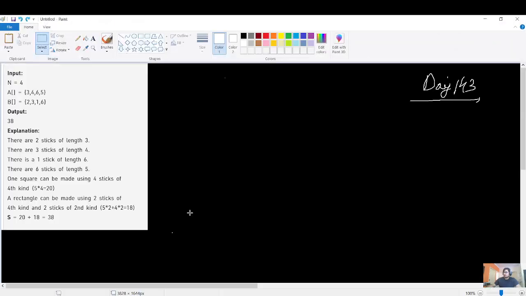Let us get back to the paint section and see how they are doing this. It is 3, 4, 6, and 5, and the numbers of sticks are 2, 3, 1, and 6. They are taking 4 sticks from here, so the remaining is 2, and they are building a square of length 5 using 4 sticks. This is a square, so the perimeter is 5 times 4, that is 20.